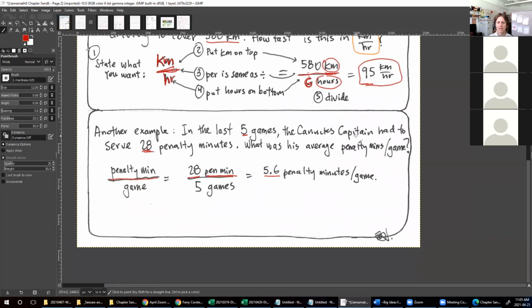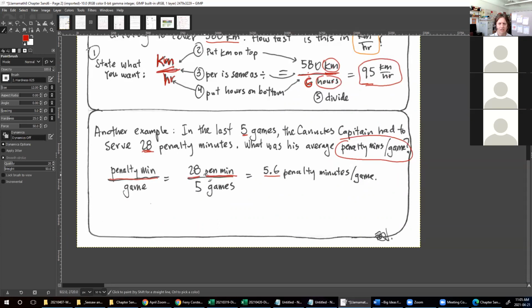So poor Canucks captain, in the last 5 games, served 28 penalty minutes. What was his average penalty minutes per game? So this is what I want. I want penalty minutes per game. So I'm going to put that there. And I'm going to fill in the blanks. It's like, how many penalty minutes did they get? Captain got 28 penalty minutes.